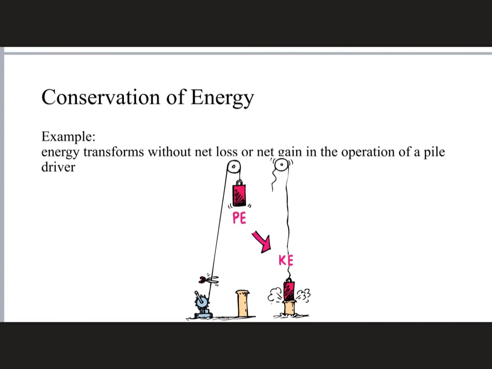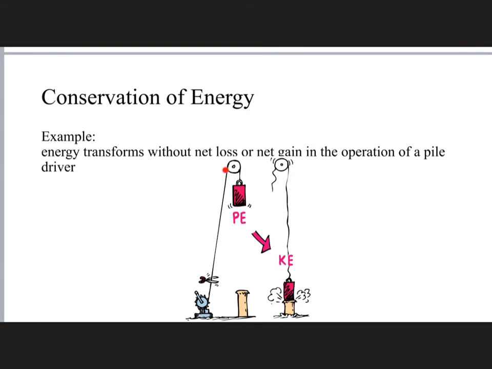Just to say that again, just to be clear, you've got three things going on. First, you lift this guy up, so you do work to lift it up. That gives it potential energy. So you've converted your work into potential energy. Then you release the rope, and the object's potential energy gets converted into kinetic energy. In all of these cases, the amount of energy or the amount of work is going to be the same. It's just transformed from one form to another.